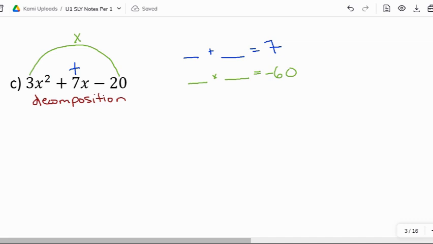So now I'm looking for two completely different numbers. Like my two factors might not be 3, 7, or 20. Okay, don't tell me the answer yet. I want everyone to struggle with this. So what are two numbers that multiply to give you negative 60, add up to give you 7?